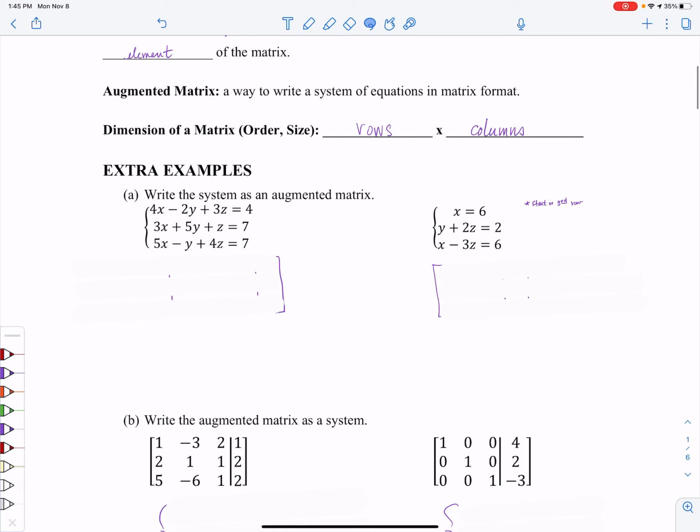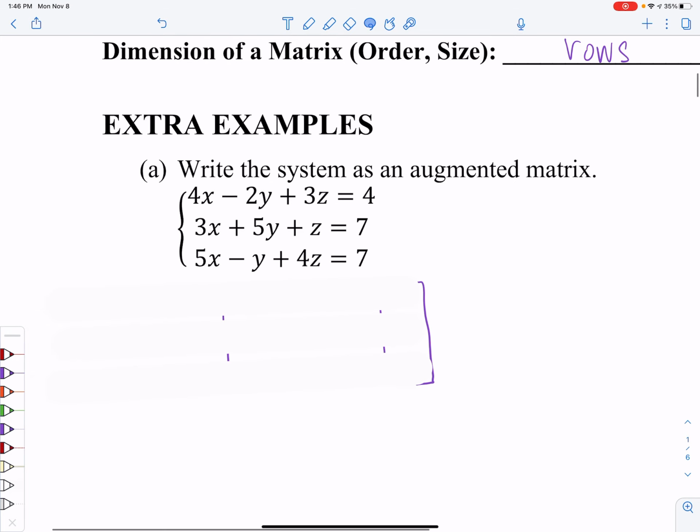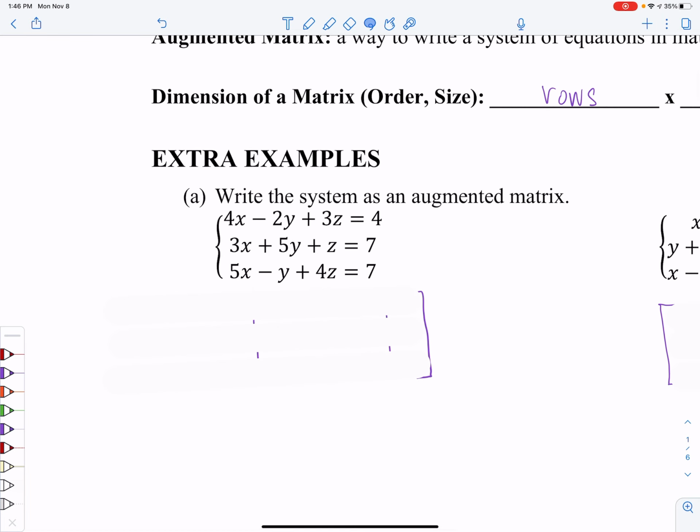An augmented matrix is a way to write a system of equations in a matrix format. And so you'll notice here, part A of this first extra example, this is a system of equations, and we can take any system of equations and rewrite it as a matrix. And not only that, it's actually going to help us to solve it. So this is a system that can be rewritten as an augmented matrix, which we'll do in just a moment.